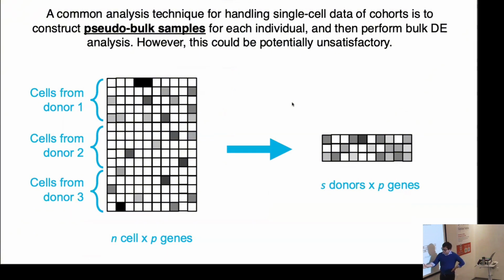So pseudobulking, once again, is I start with my N cell by P gene matrix. Just imagine this is my single cell matrix. All the white pixels, just to note, mean that the count in this cartoon data set is exactly 0 at that location between that cell and gene expression. And what pseudobulking does is I average all the cells from each donor. I average all the gene expression profiles from donor 1, donor 2, or donor 3. I'm just left with a donor by gene matrix. It's a pretty simple transformation. And then if I have S donors, I'm going to do my differential expression testing on this much more dense matrix.